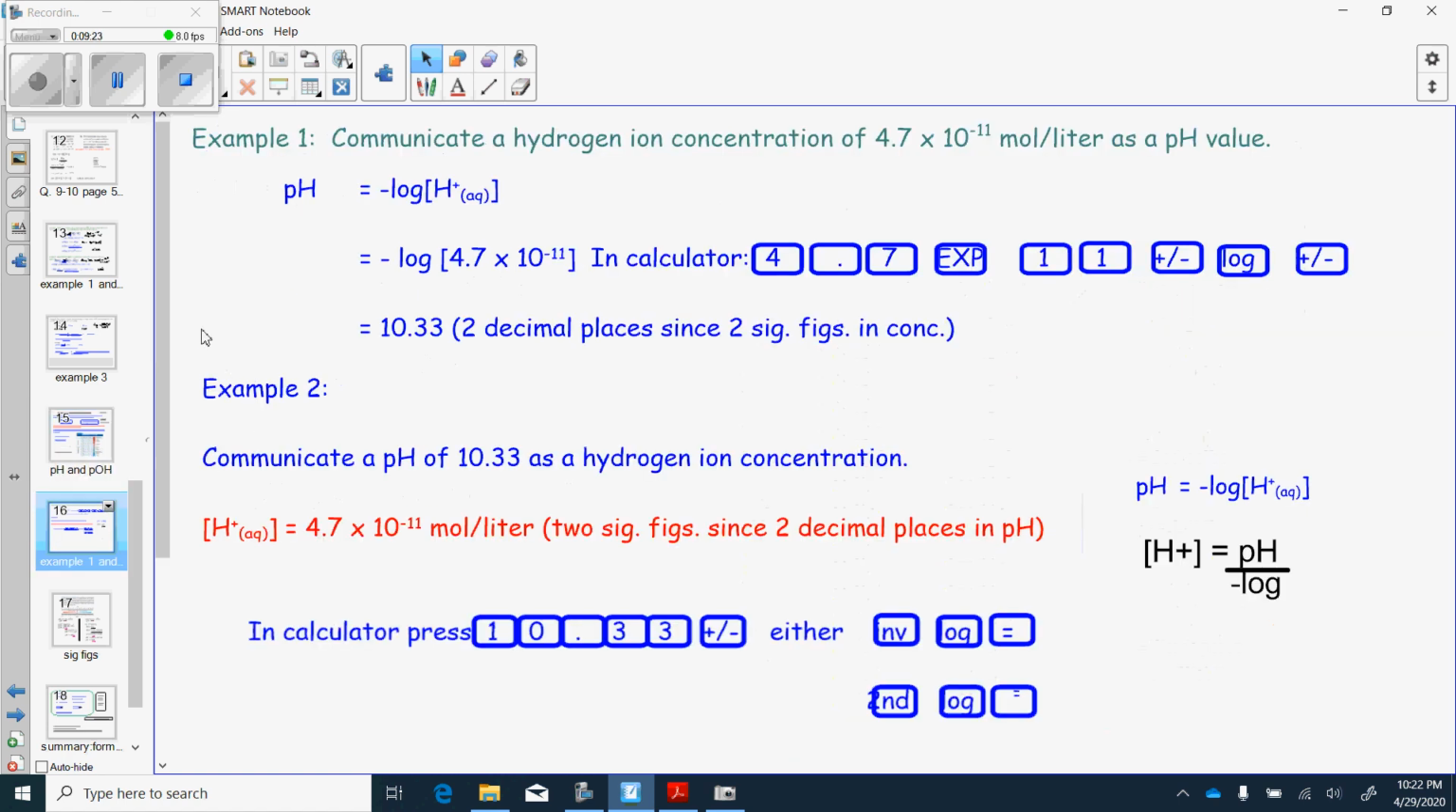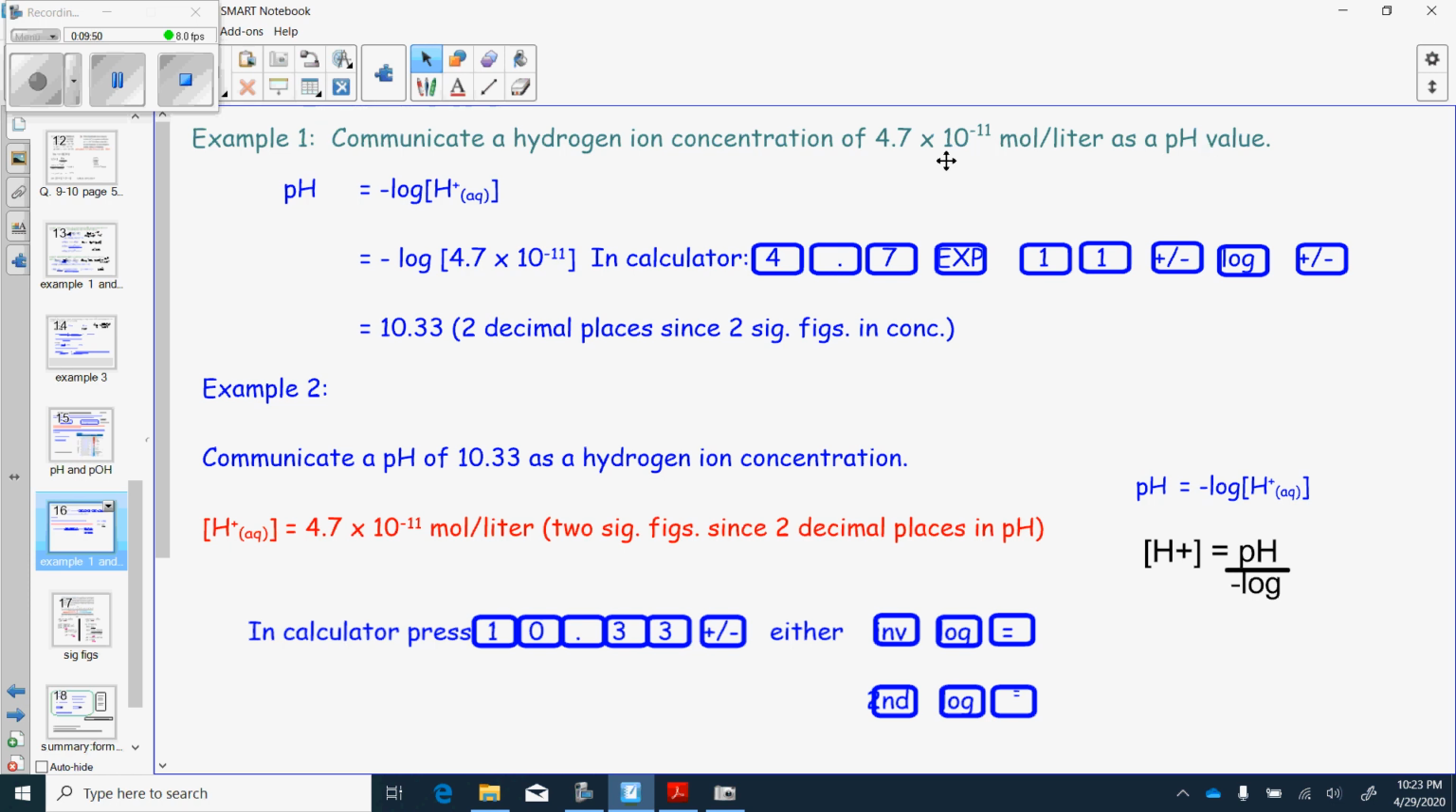Okay, so I'm not there with you, so I'm going to try and explain how to put these things into your calculator. You want to practice so that you're getting the same number I'm getting, and that way you kind of know you're putting it in the correct way. So we take this example here. It says communicate hydrogen ion concentration of 4.7 times 10 to the negative 11. Okay, so it's a pretty small concentration, and we want to turn that into a pH scale.